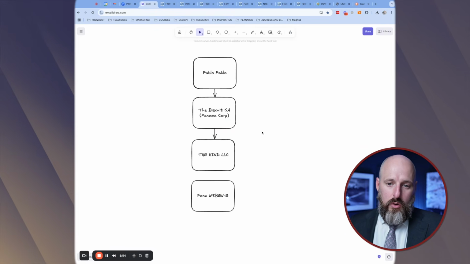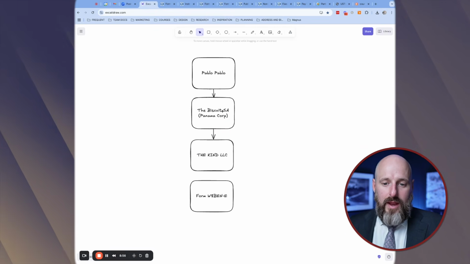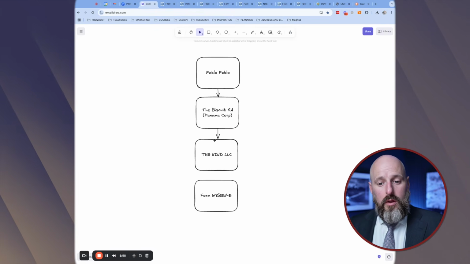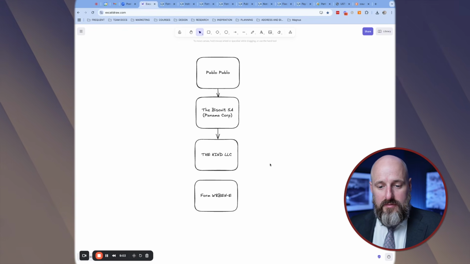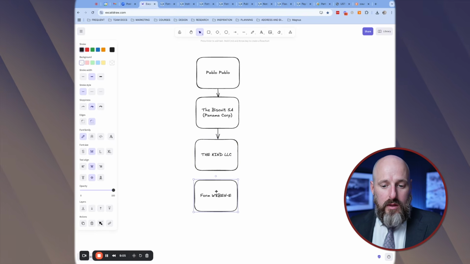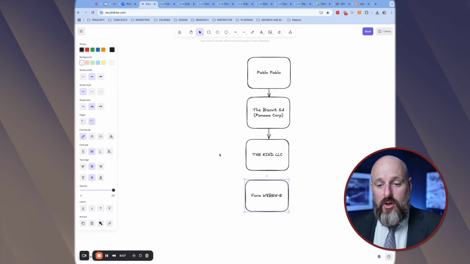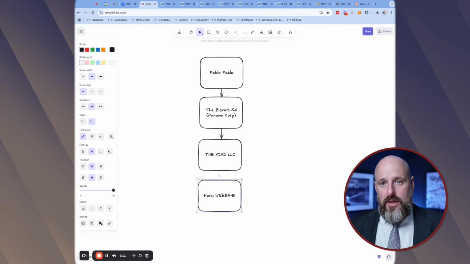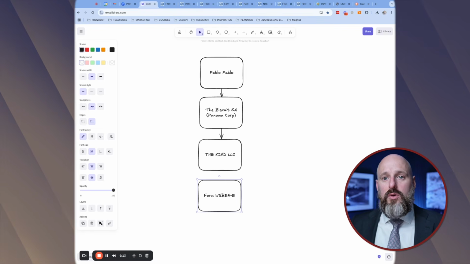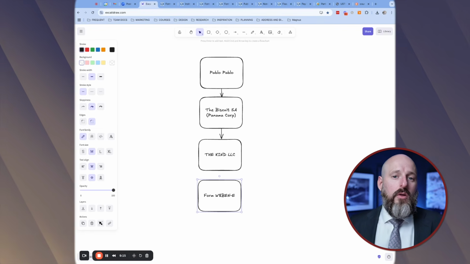So if Pablo has the Biscuit SA, which is a Panama Corp, and that owns the Kind LLC, and then Steve Sandwich is paying the Kind LLC, he would ask for the tax identification form, which is, they're all the same thing, a W-8, a W-8BEN, a W-8BEN-E, a W-9. They're all to identify your U.S. tax status for someone who's paying you generally from the U.S. And that person needs to determine if they need to issue a 1099 or potentially withhold taxes.